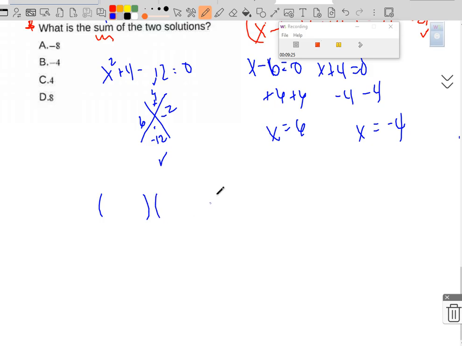So now we're going to rewrite as factors. It's x squared, so it's got to be x times x, plus 6 and minus 2. Once we have it factored, we set our factors equal to 0 and solve.